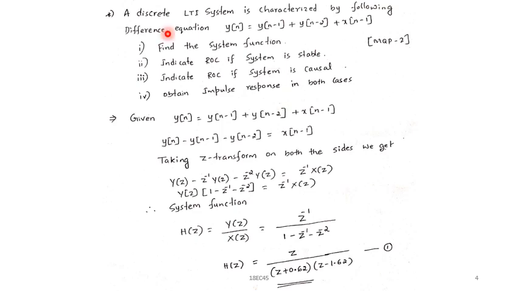A discrete time LTI system is characterized by the following difference equation: y(n) is equal to y(n-1) plus y(n-2) plus x(n-1). Find the system function, indicate the ROC if the system is stable, indicate the ROC if the system is causal, and obtain the impulse response in both the cases.